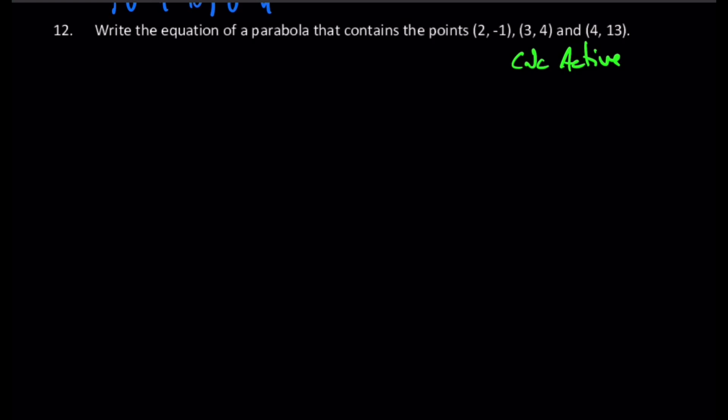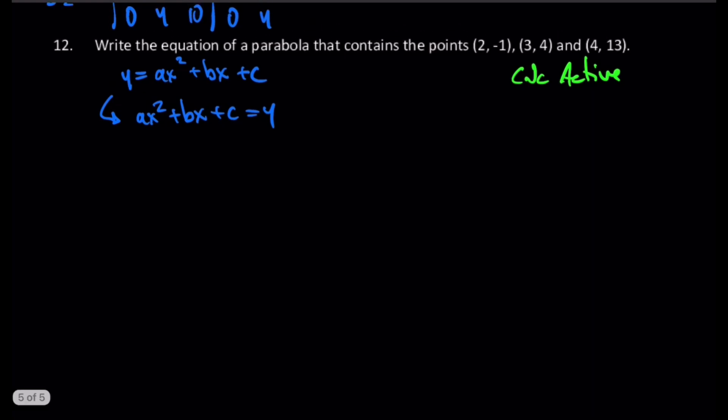So the first thing we need to do is understand the general formula. It's going to be y equals ax squared plus bx plus c. And I really need to put the y over on that side of the equation. So I prefer to think of it as ax squared plus bx plus c equals y. So now what we're going to do is take these coordinates here and plug them into x, y. I'm going to create 3 equations.